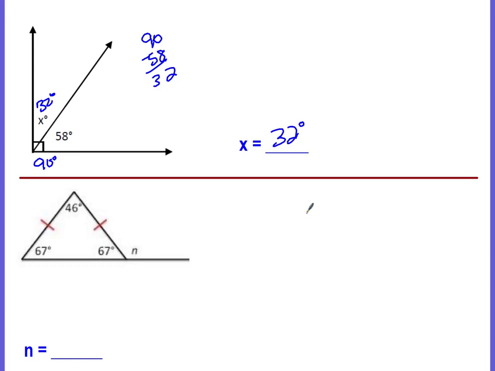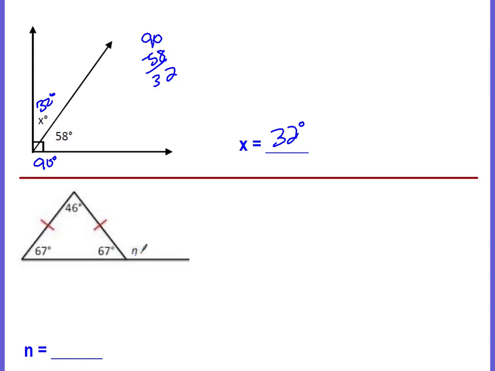Now the next example is a little bit different. It's a triangle and then there's a line. It's like this bottom ray just kind of extended, and we want to find the angle N. We know all three angle measures of our triangle. It's the N that we need to find.